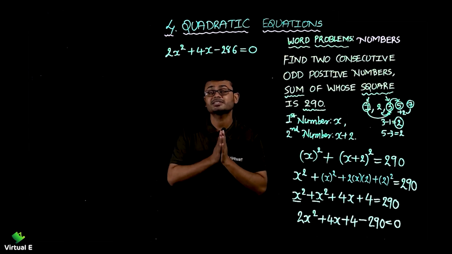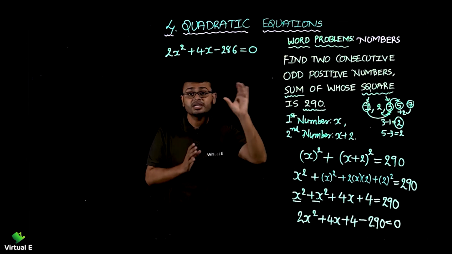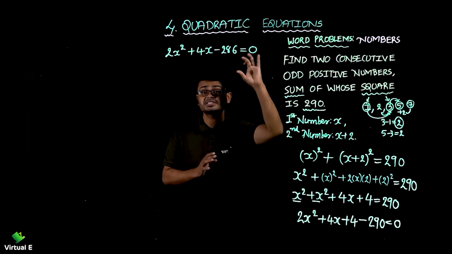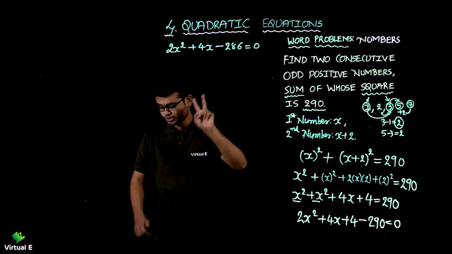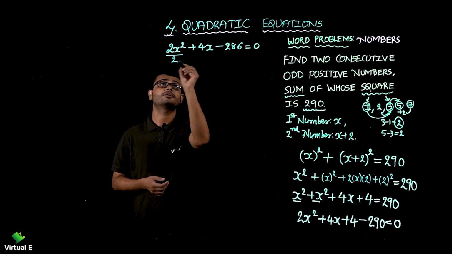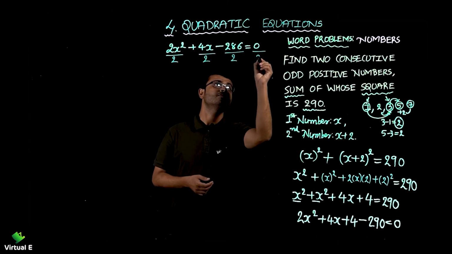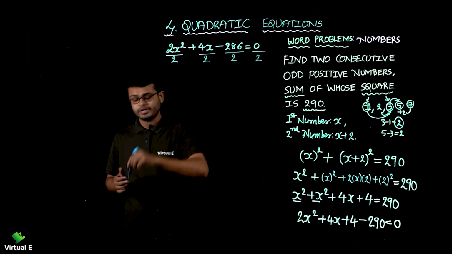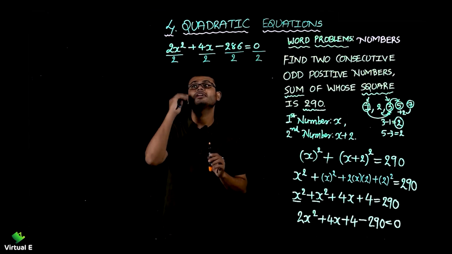What do I mean by the simplification? If something is common in all these three terms, I'm going to divide all terms by 2 because they are even. So let's do it. Divide by 2, divide by 2, here also, and so here. If you can do cancellation, obviously we can. That is the purpose of doing division.